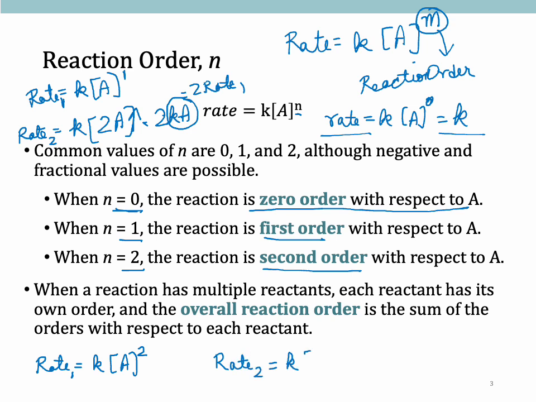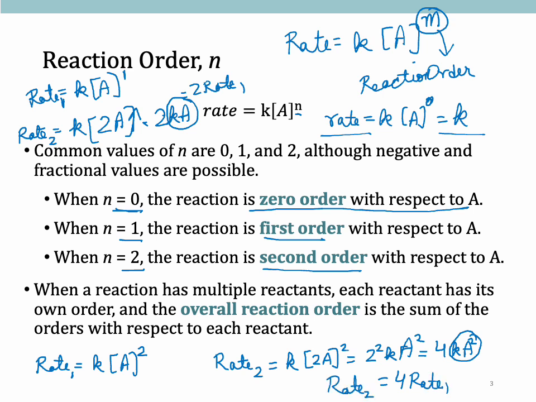My new rate will be k times (2A) squared, which means it is 2 squared times kA squared, which means I can say it's 4kA squared. And what was kA squared? kA squared is rate 1, which means the new rate is equal to 4 times rate 1. So when you double A, your rate became 4 times. That means it's a factor of 2 squared. So your n is now 2.